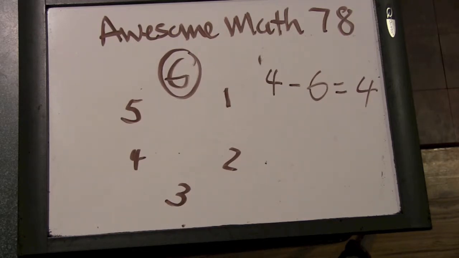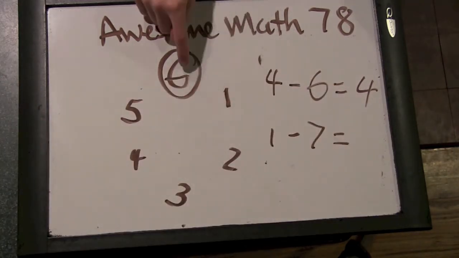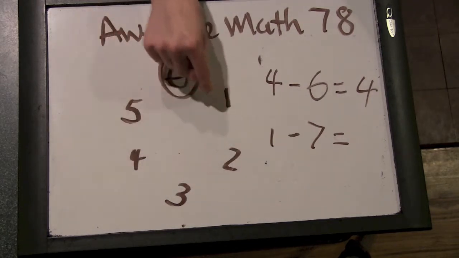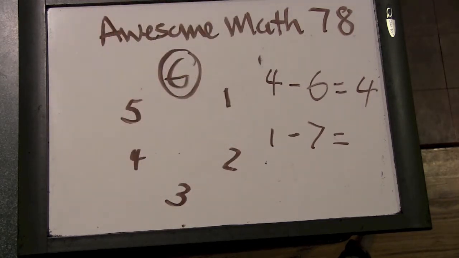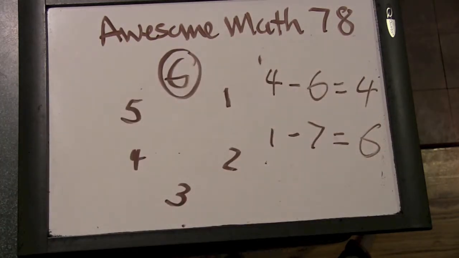Let's try 1 minus 7. Wonder what that's going to be. 1, 1, 2, 3, 4, 5, 6. So a 6 or a 0. We can say 6. 1 minus 7 equals 6. On a normal clock, 7 minus 1 would be 6.